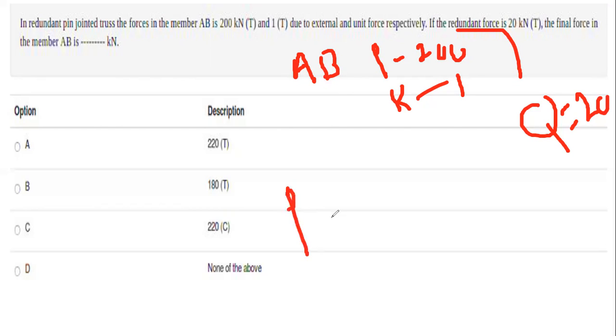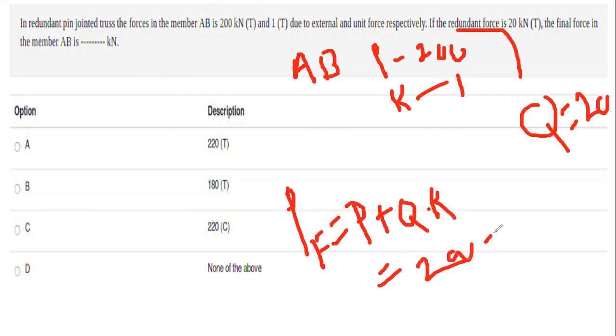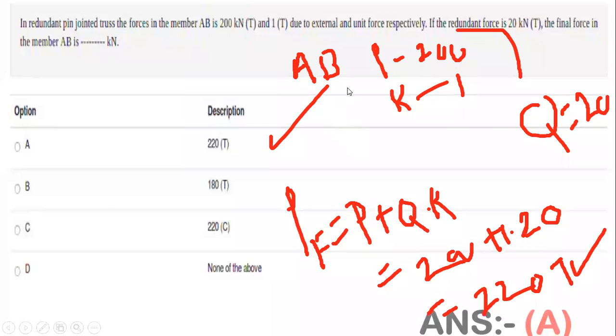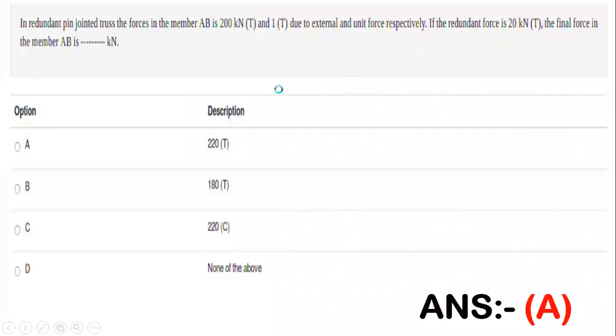So the final force in member AB is given by the formula P force of member plus redundant Q into K force. Okay, so P force here is 200 plus K is 1 into Q is 20. So both forces are tensile, that's why positive. So 200 plus 20, 220, answer is positive. So that's why tensile. So option A is the answer. Okay.